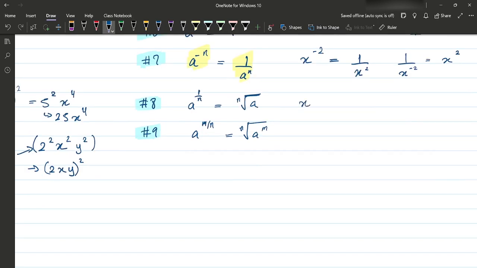Okay, next is x to the power 1 over n. So n can be 2, and could be any number basically. Okay, so this can be written as the square root of x, or x to the power 1 over 3.